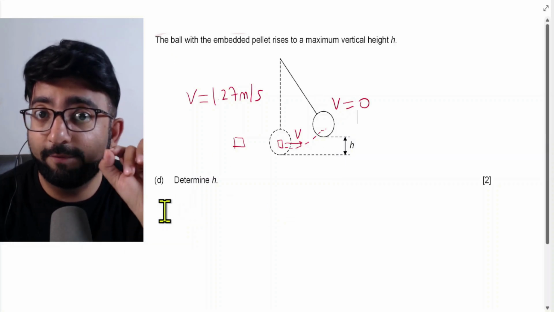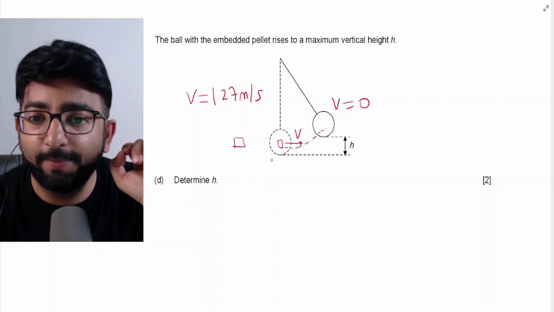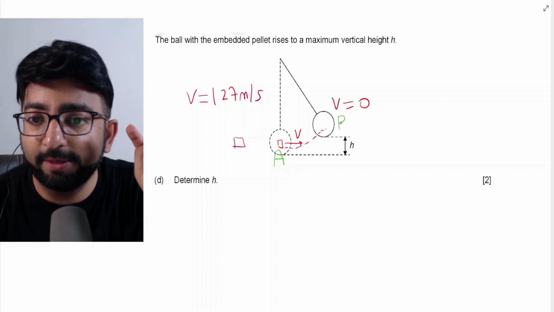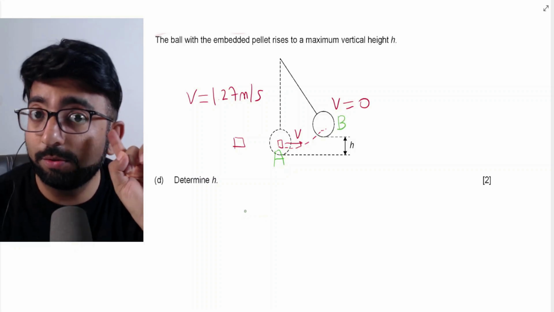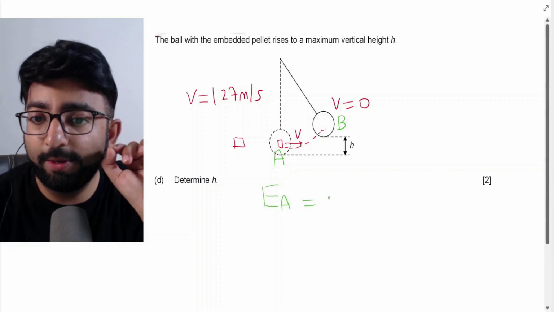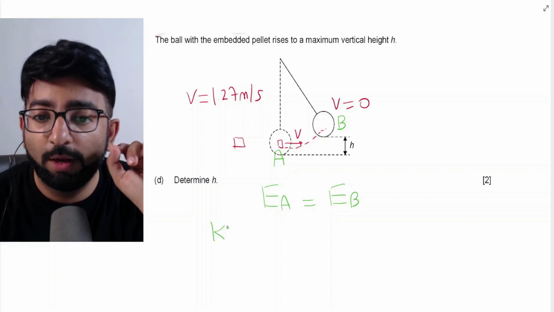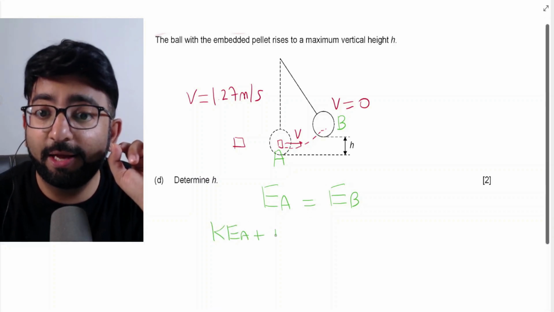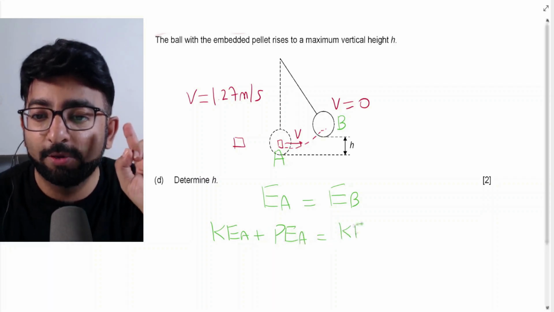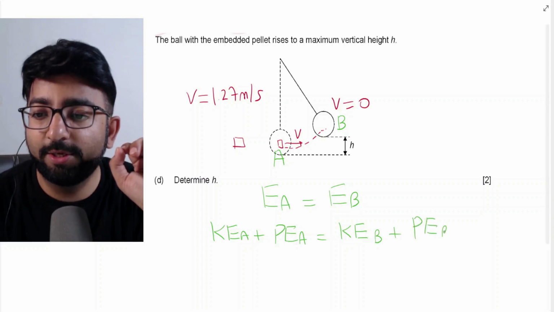So how do we figure out the value of height? We will use the law of energy conservation. So now let me label, let's say point A is the bottommost point and point B is the highest point. So according to the law of energy conservation, total energy at A needs to be equal to the total energy at B. Total energy we know is a combination of kinetic energy as well as potential energy. So we'll have to do it for both A and B. So on the right hand side, kinetic energy at B plus potential energy at B.